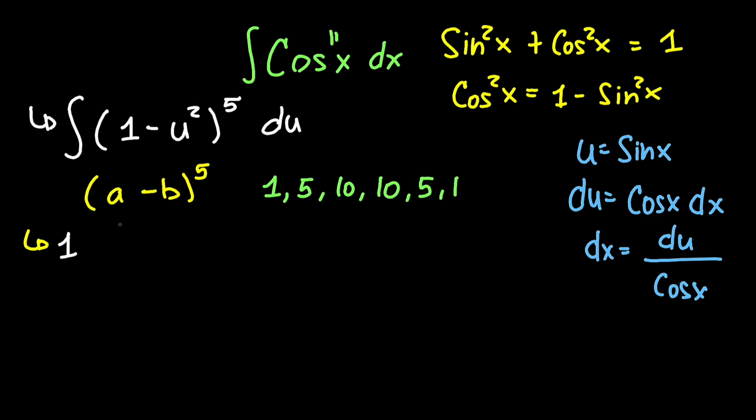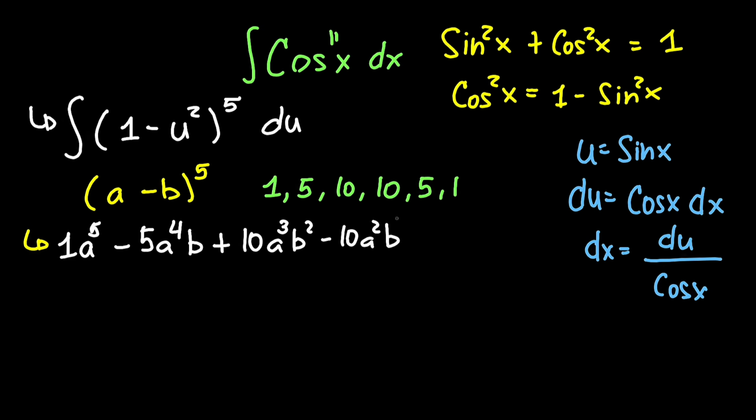So for that, this would be 1 multiplied by the first variable, which is a to the power of 5, minus the next coefficient, which is 5. And for the first variable, it is descending, so this would be a to the power of 4. And for our second variable, which is b, it would be ascending, and so just add b here. Thus the sign here would be alternating, so this would be plus the next coefficient would be 10, a cubed multiplied by b squared minus 10 a squared multiplied by b to the power of 3 plus 5 a b to the power of 4 minus 1 multiplied by b to the power of 5.